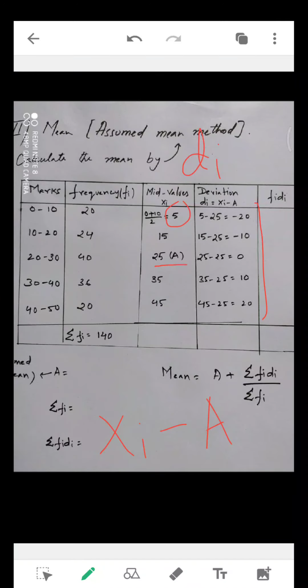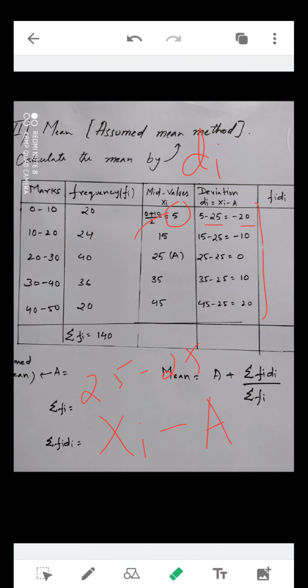Okay, so 5 minus 25, you can write here, that is minus 20. Then if you go to the second row, xi minus a, 15 minus 25 is minus 10. Then third row, we have xi is 25 and a is also 25, so 25 minus 25. So what will you get? You will get 0.